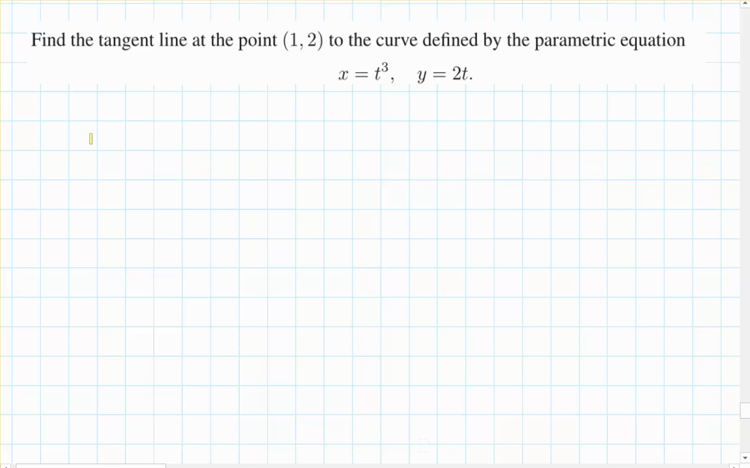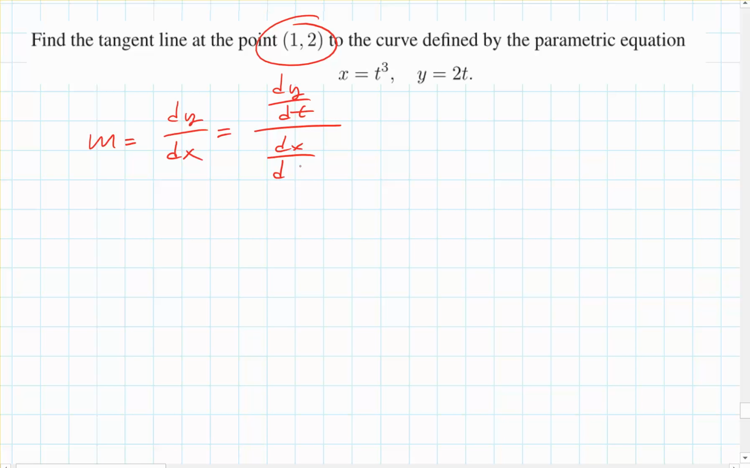Key to this one, just to bottle this up, you need the slope. Because you have the point, all you need now is slope. Slope is equal to dy over what? Oh yeah, dy/dx, absolutely. m is equal to dy/dx. The key thing you need to remember is that's equal to dy/dt over dx/dt. So that's where the slope comes from. And this is at time 1.